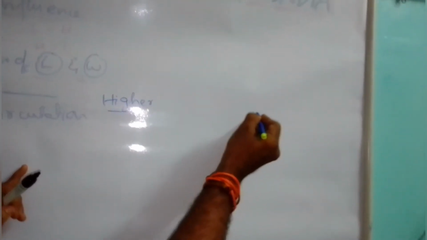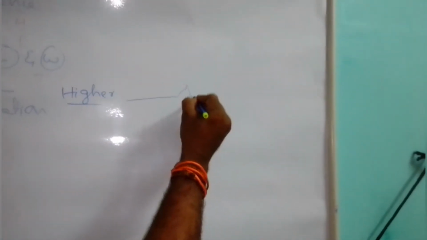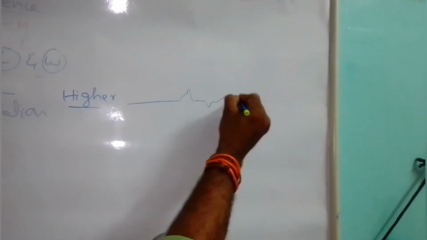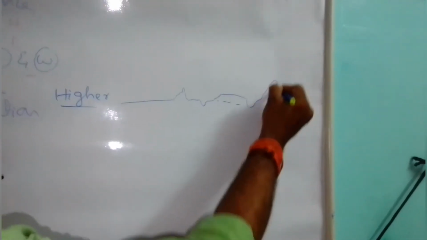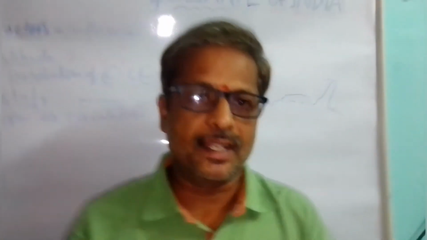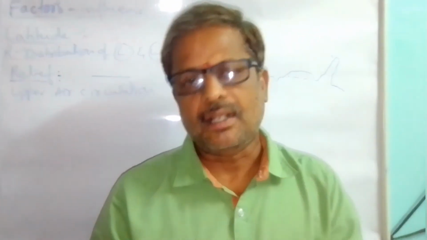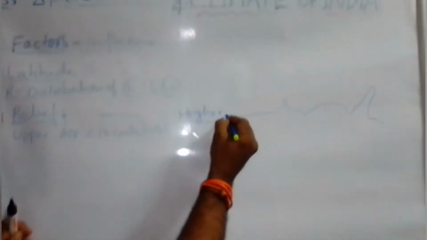Suppose we see the surface of the earth, and we are observing the hills and the valleys, the tablelands, and in the same way the mountains. All these higher elevation places greatly influence the climate of our country India. And we have to see the topic of relief regarding the higher elevational places.